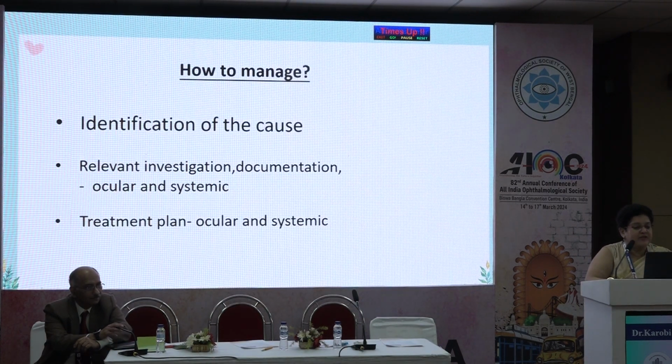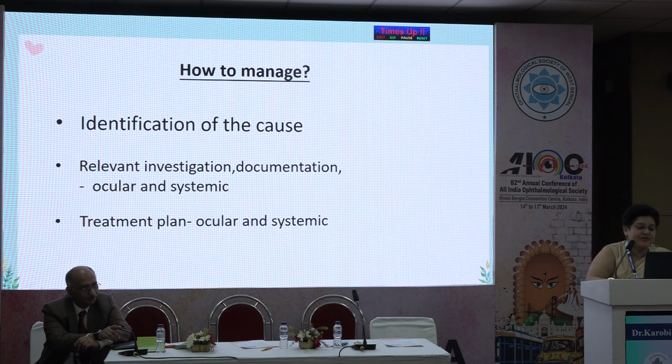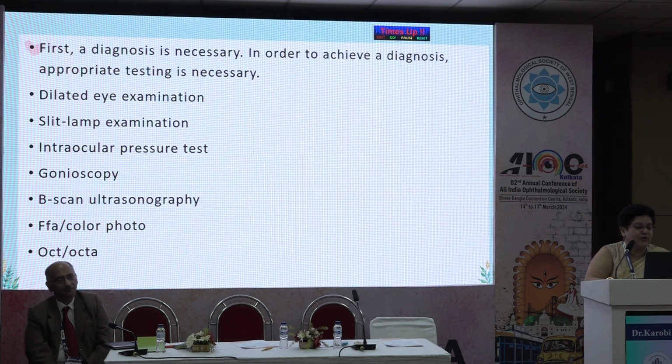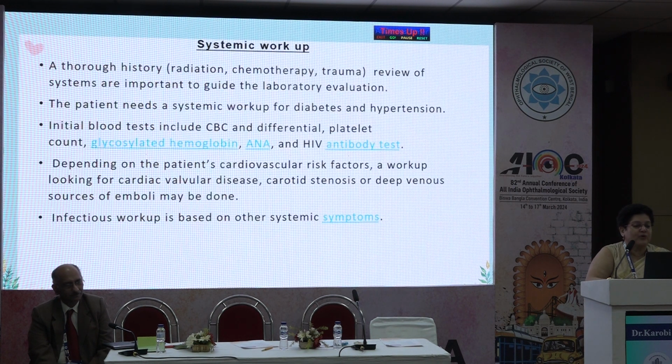And how do you manage? You identify the cause, do relevant investigations and documentation, whether ocular or systemic, and treat and plan. Both the ocular and systemic have to be addressed. So the steps are: you need to do a detailed eye examination, and then you do your investigations like gonio, B-scan, FFA, color photo, OCT or OCTA.